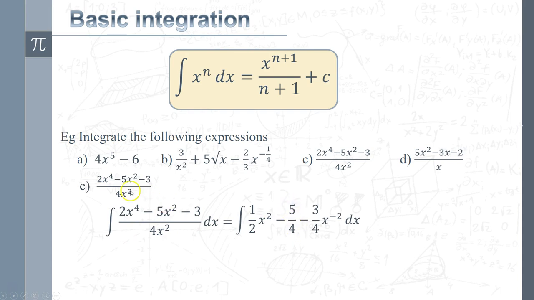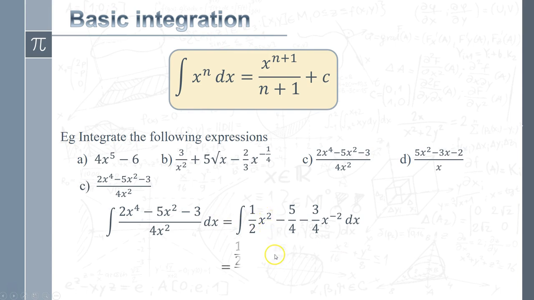On this term here, we've got minus 5 over 4, x squared over x squared. And here we've got minus 3 over 4. And we've got an x squared on the bottom. And that x squared on the bottom clearly becomes power minus 2. So just take a moment just to have a look and make sure you're happy with where I've got all those bits and pieces from. And now we're ready to do the integrating, and off we go again.